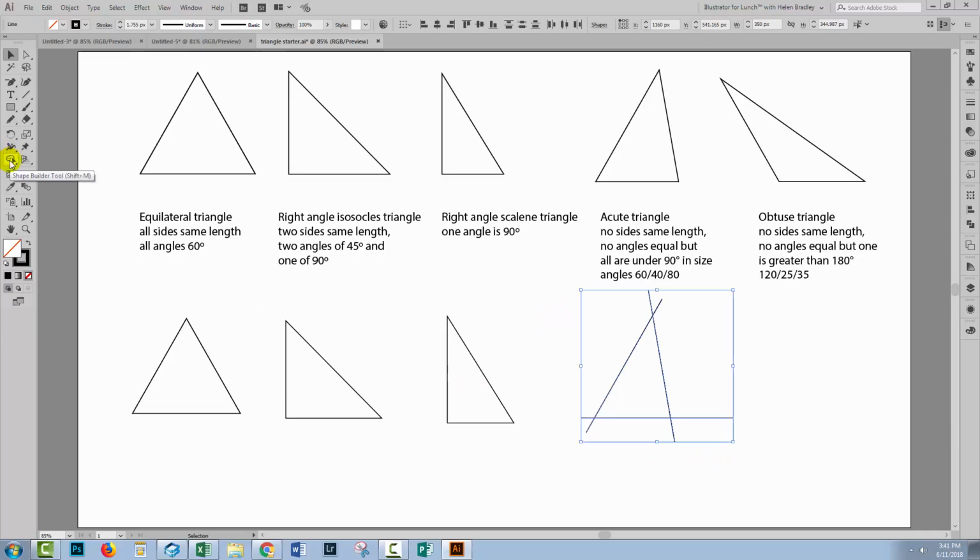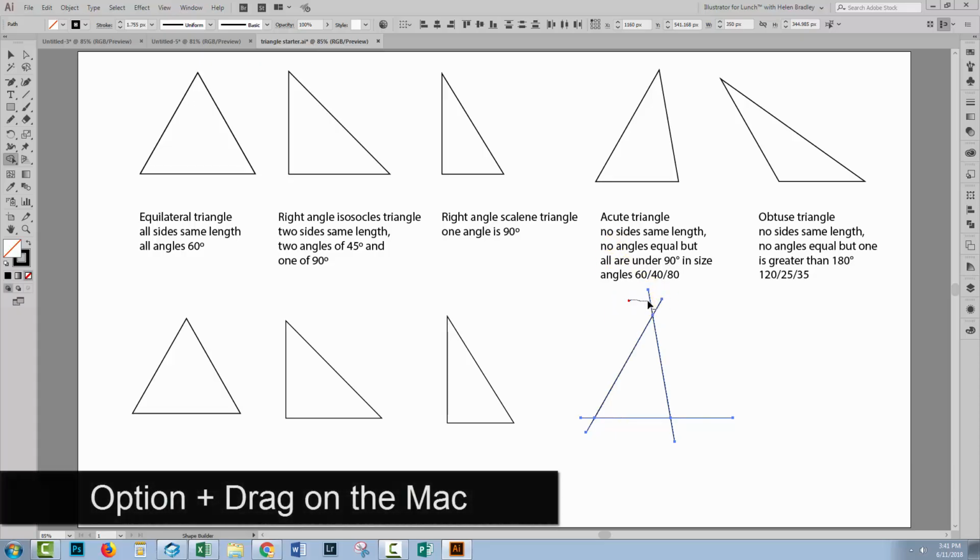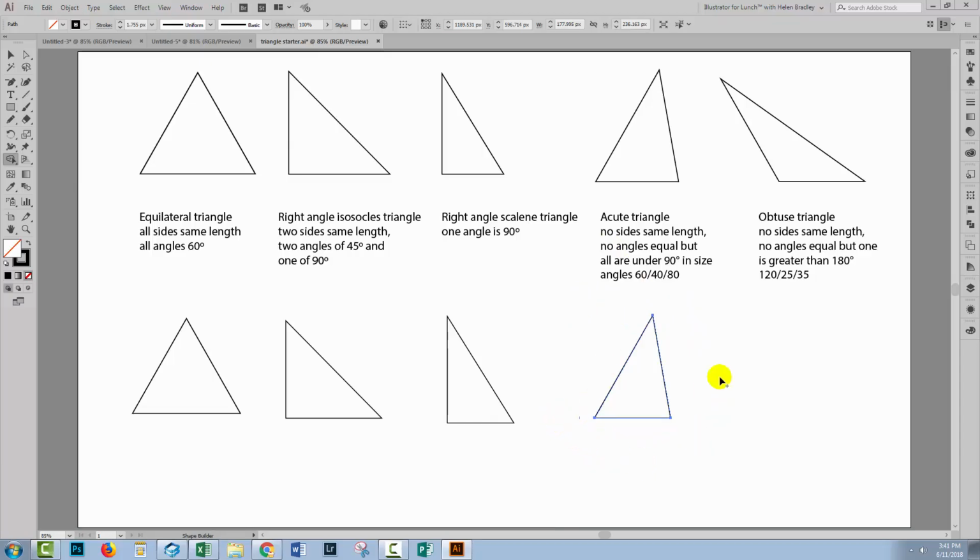And in Illustrator CS5 and later, we'll use the Shape Builder tool. So I'll select the Shape Builder tool and I'll just click and drag in here to say, I want this as a shape. But because I don't want these lines, I'll Alt drag over these lines. And that just deletes every single one of these lines, leaving me with a triangle.